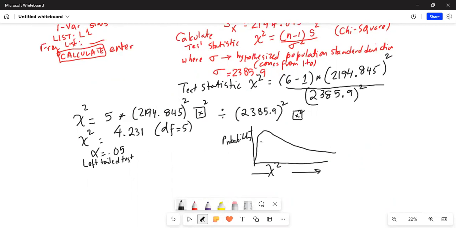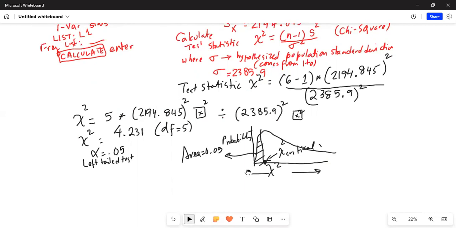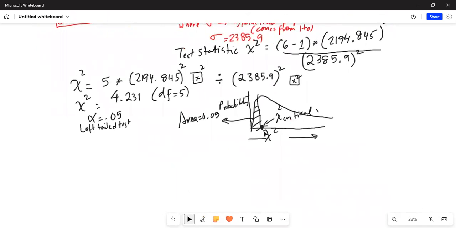That means we need to find this chi-square critical value from the table. Chi-square critical, such that the area to the left of it, this area, is 0.05. Just wanted to remind you, area in the left tail is 0.05. Area in the right tail, which is not shaded, is 1 minus 0.05, which is 0.95.